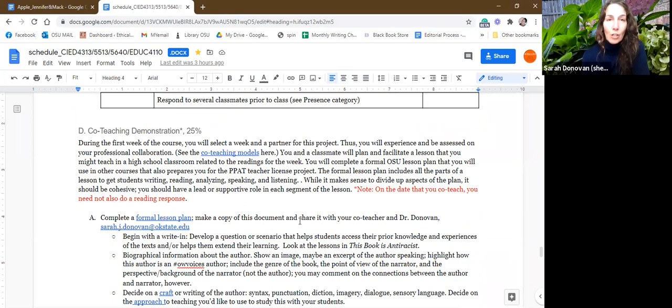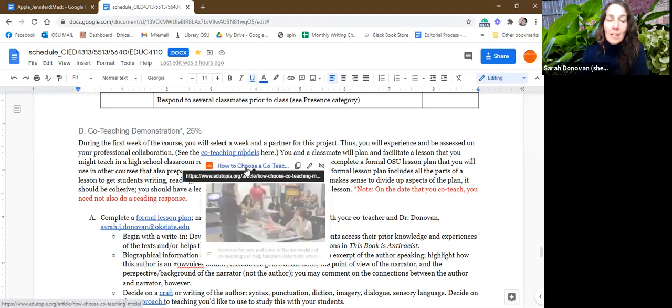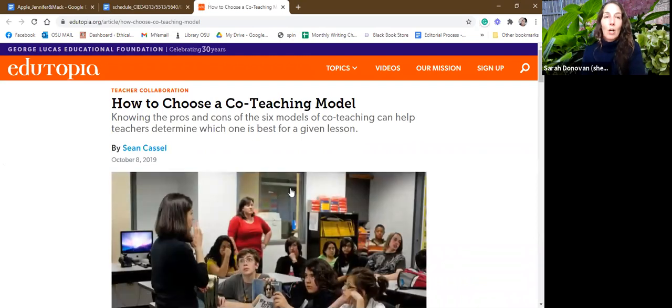I'm not going to read it all to you, but it's really important to first take a look at this co-teaching model article. Co-teaching means there's two of you, and at every point, each of you should be doing something. So some of you could take the lead, you can split up, but there's a couple different co-teaching models. And so it's important to think about this because when you are student teaching, you're going to be doing a lot of co-teaching at first, especially.